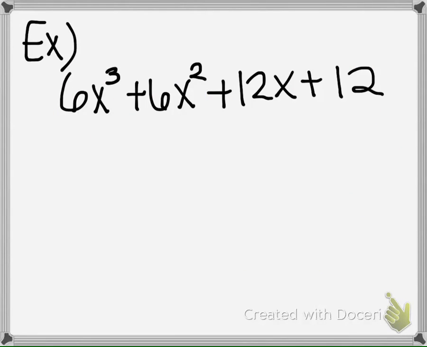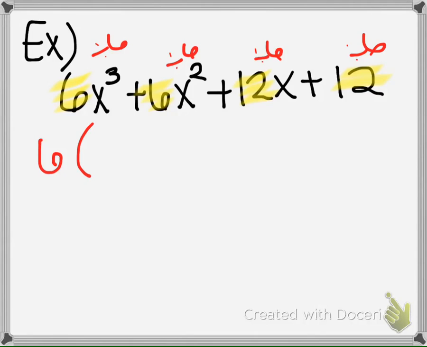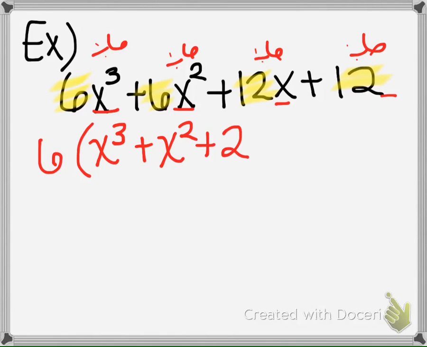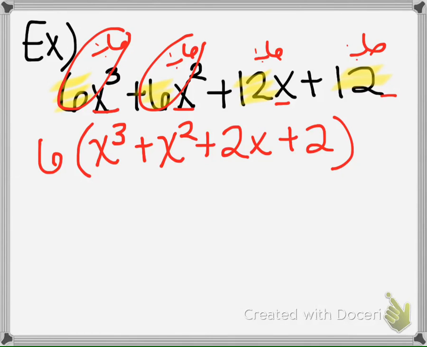Okay, if we take a look at this example here, we're going to do one more here. We first ask ourselves, is there anything that goes into 6, 6, 12, and 12? So the GCF, the greatest common factor, would be 6. 6 can go into all the terms. So we're going to put the 6 in the front, and we're going to factor it out. And notice they have no variables all in common, so it's just the 6 that's the greatest common factor. So we have an x cubed here, an x squared here, a 2x here, and a 2 here. So I just divided everything by 6.